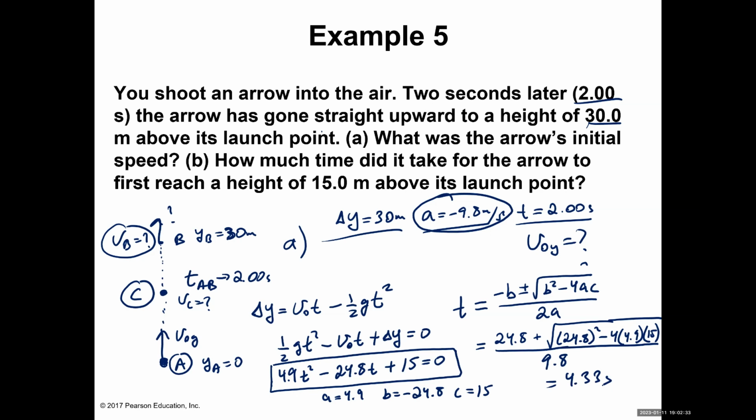Okay. Can this be the time that we want? What do you guys think? Remember, time can't be negative. It takes 2 seconds to reach 30 meters, so it cannot take 4.33 seconds to reach only 15 meters, right? That means this will probably be on its way down, reaching that. So what we want here is to go back and use the minus, and then just solve it with respect to that.